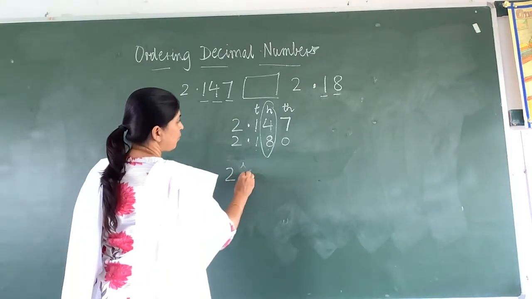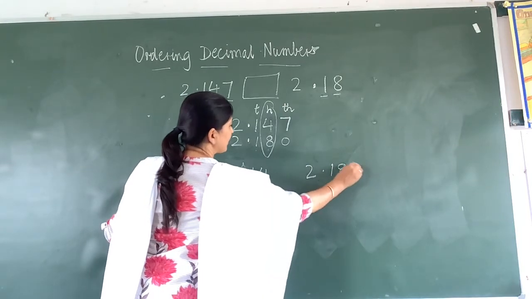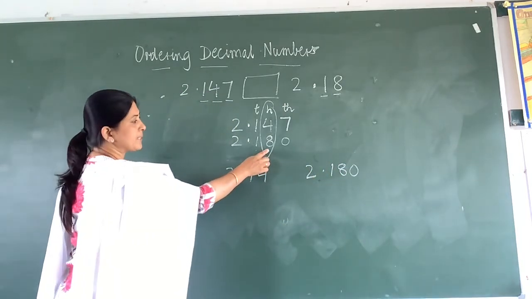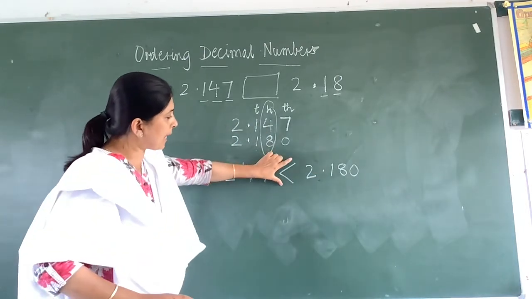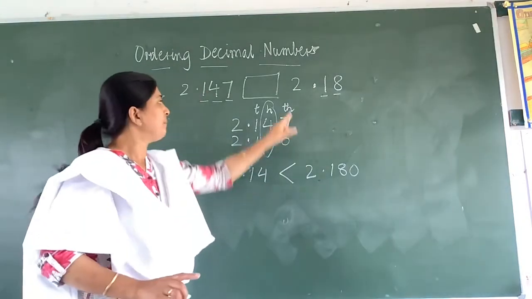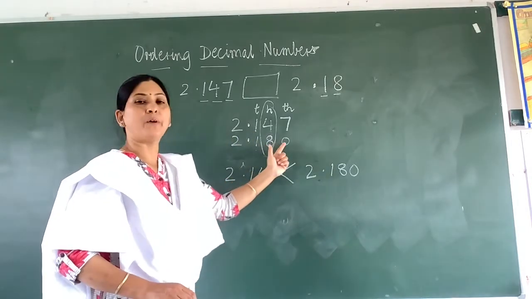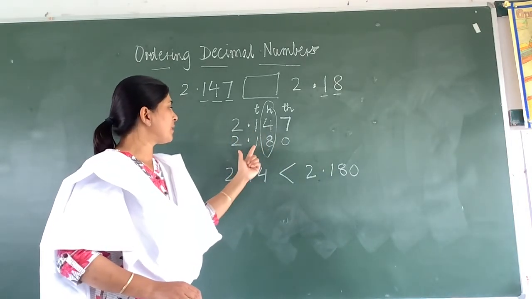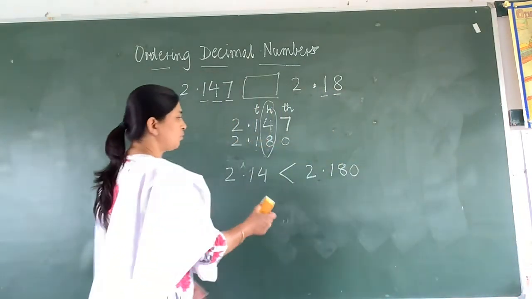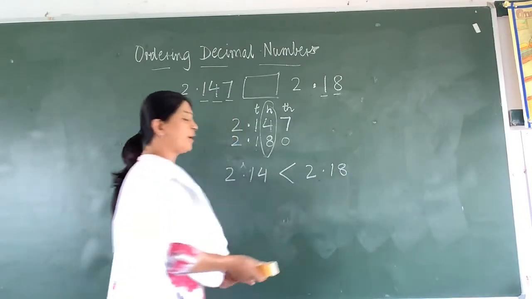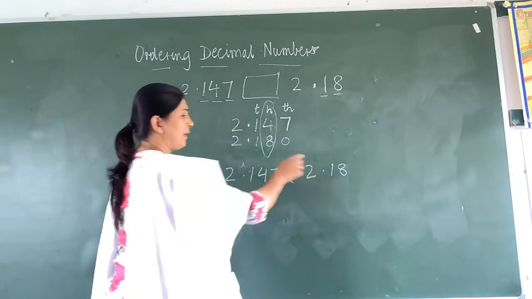So 2.147 and 2.180, which is a bigger number? Since 8 is greater than 4, this is a bigger number. We open the sign towards the bigger number. Now, our decimal number was 2.18. We had converted it into 2.180 to make 2.147 and 2.18 like decimals. So now, in our answer, children, what will we do? We will not write 2.180. We will write 2.18.